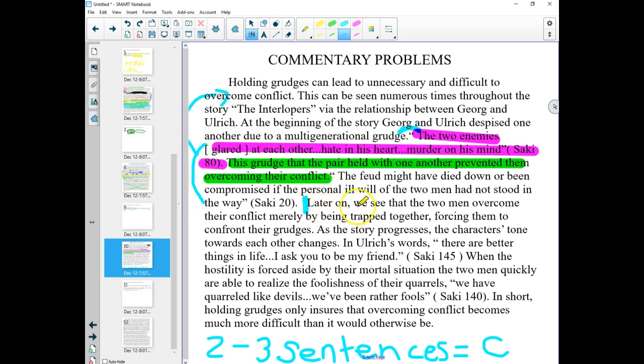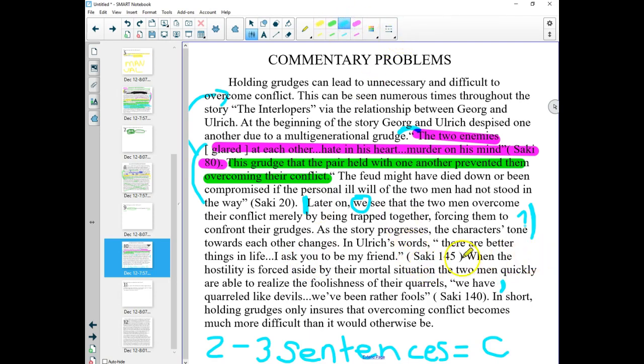Okay, continuing. "Later on, we see that the 2 men overcome their conflict merely by being trapped together, forcing them to confront their grudges. As the story progresses, the characters' tone towards each other changes." I'm not sure how these are different. It seems like they're repeating themselves. "In Ulrich's words, 'There are better things in life. I ask you to be my friend.' When the hostility is forced aside by their mortal situation, the 2 men quickly are able to realize the foolishness of their quarrels. We have quarreled like devils." And again, their evidence literally just repeats what they just said.